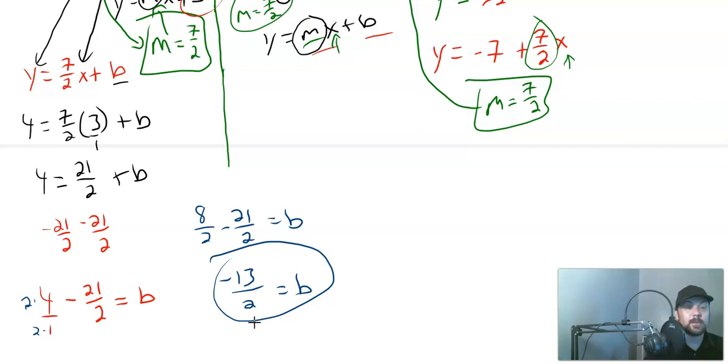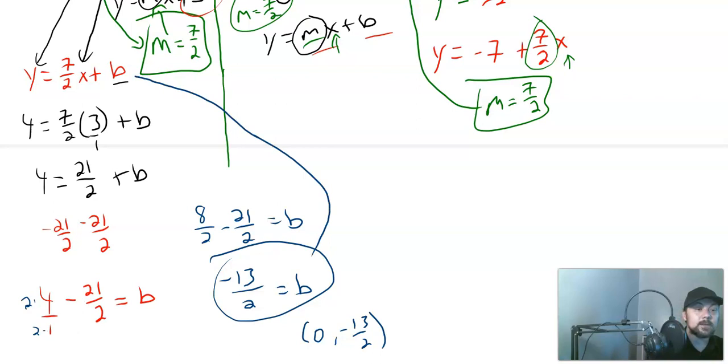That's the y-intercept for this particular equation. It wasn't given to us, right? They gave us the point 3 comma 4. That wasn't the y-intercept, but we just calculated the y-intercept. The y-intercept is 0 comma negative 13 over 2 if you want to write it out as a point, which you don't need to do. What you do need to do is take this value. Now you have some new information, plug it back into the formula so you can get your equation, right?